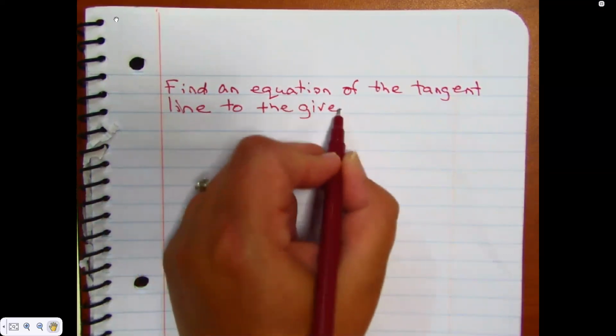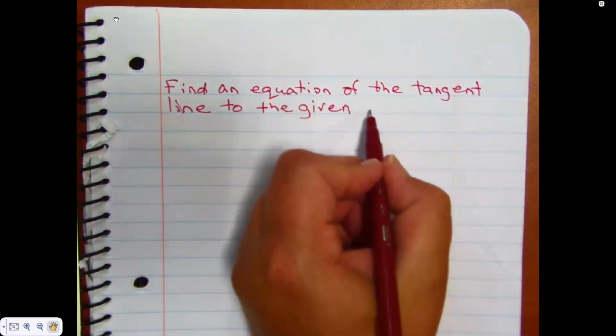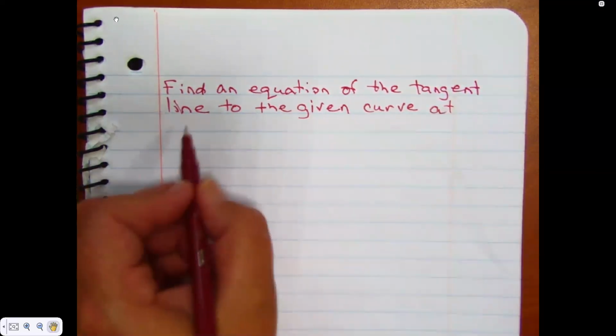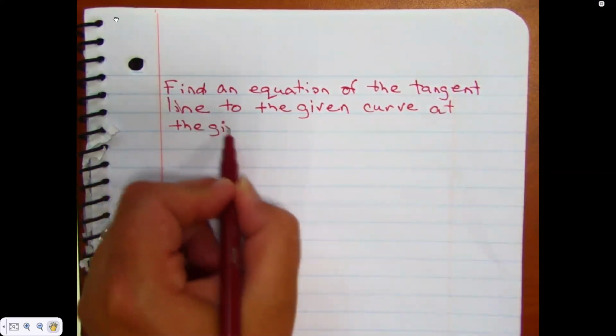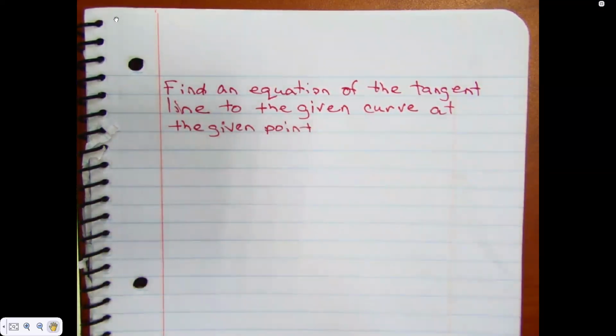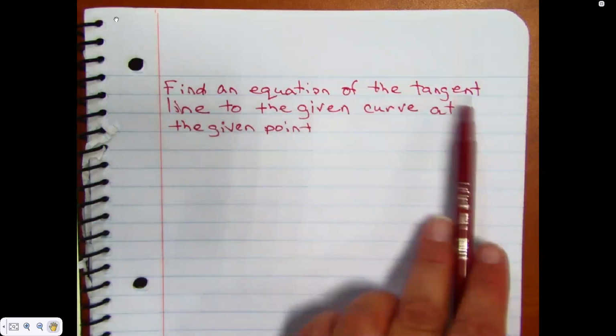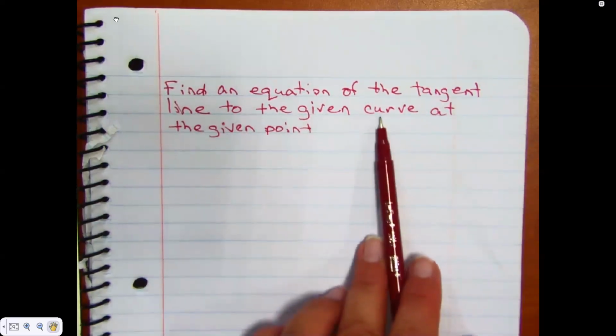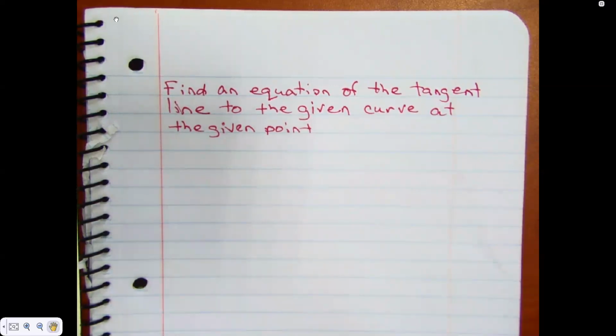Trying to see if we could avoid this, but we'll just write it. To the given curve at the given point. So we're going to actually go write the equation of the tangent line to the given curve at the given point.